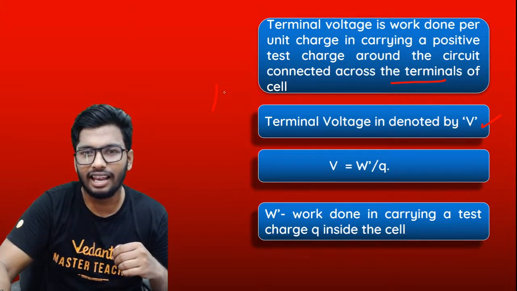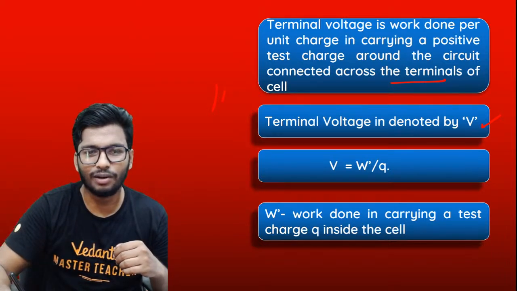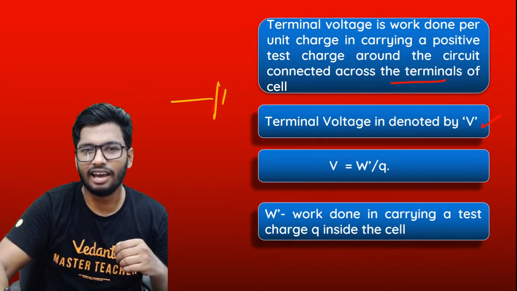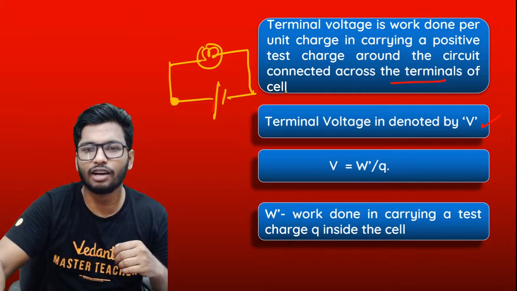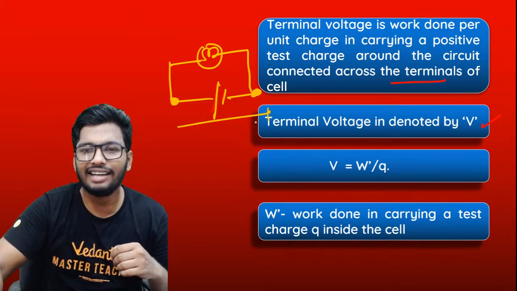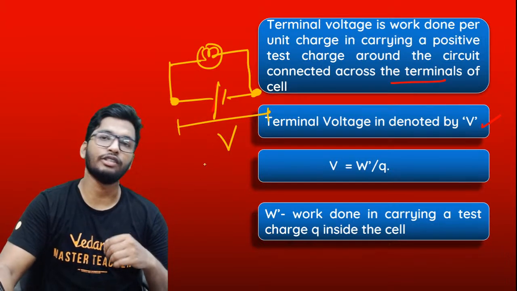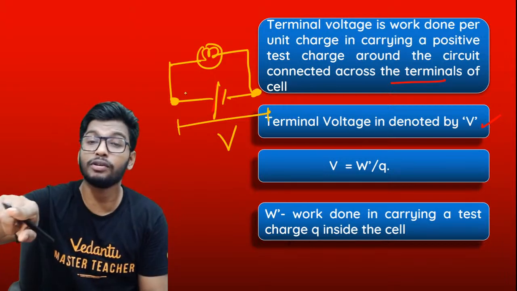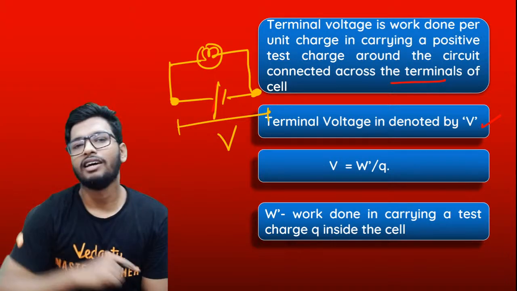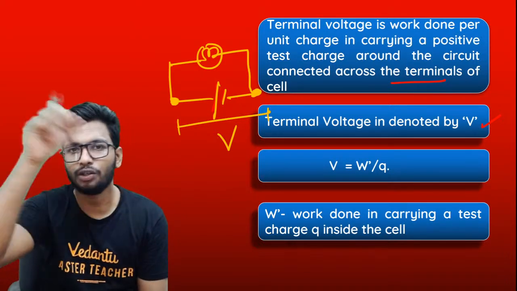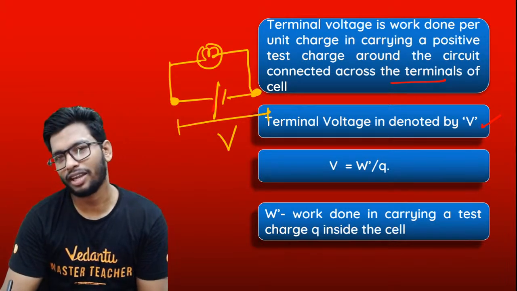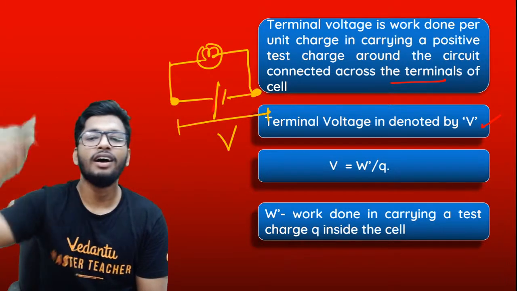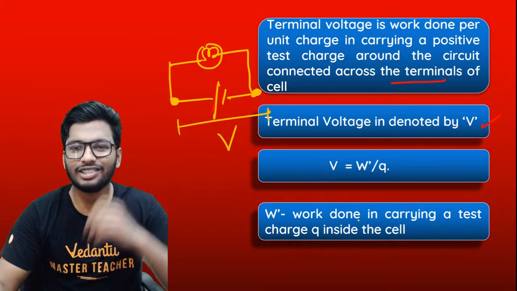So imagine I have a cell and I've connected it to a simple bulb. What is the potential difference across these two points? That is my terminal voltage. It is the amount of work done to move a unit positive charge outside the cell, across the circuit, from one terminal to another. That is what is called terminal voltage. The formula is V = W'/Q, where W' is nothing but the work done to move a unit positive charge outside the cell. It should not be inside the cell, guys.